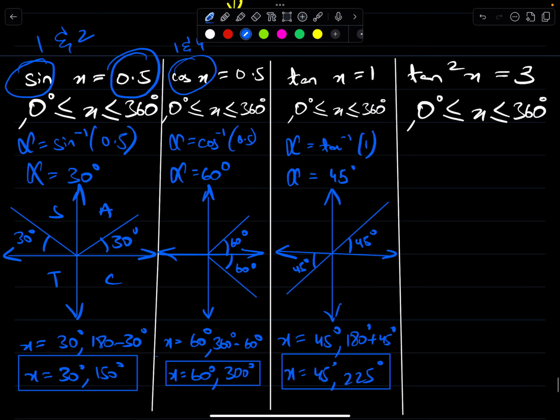And then we have tan squared x is equals to 3. The first step is to simplify this and also to check whether the range is consistent, which it is. Then you root both sides in order to simplify, and we have plus minus root 3. So tan is both positive and also negative. Thus, we need to consider all four quadrants.